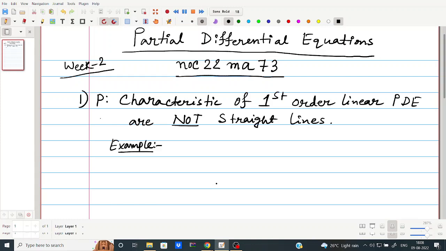For a first order linear PDE, x and y are independent variables and I am taking z as the dependent variable. I will write what p and q are after writing this equation, where small p is del z del x and small q is del z del y.